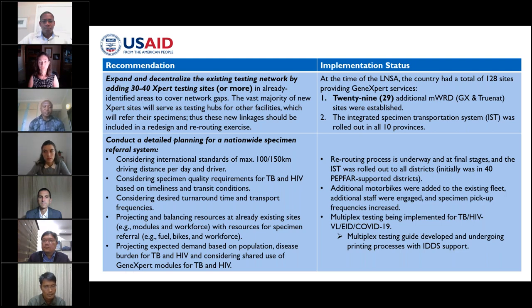The integrated specimen transportation system was also rolled out in July of 2021 to cover all 10 provinces of the country. The other recommendation was that there was a need to conduct detailed planning for a nationwide specimen referral system, considering international standards for a maximum of 100 to 150 kilometer driving distance a day per driver, and also considering specimen quality requirements for both TB and HIV based on the timelines and transit conditions, as well as turnaround times and transport frequencies. There was also a need to improve and balance resources at already existing sites, e.g. the GeneXpert modules, workforce, with resources for specimen referral, looking at fuel, bikes, and workforce.